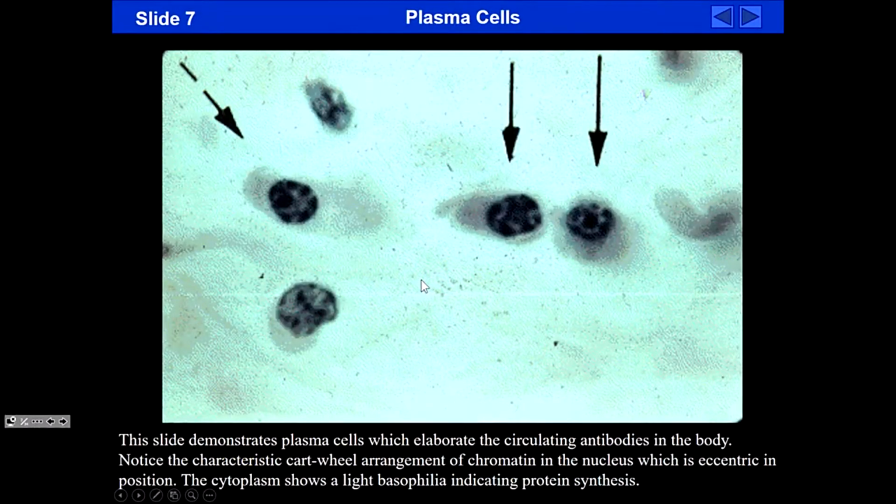Plasma cells are derived from B lymphocytes. You'll recall the histological features of plasma cells at the light microscopic level is that they have an eccentric nucleus, meaning it's off-center. Here's most of the cytoplasm, so it's eccentric. And quite often the nucleus has this cartwheel arrangement of heterochromatin. So maybe this is the axle and these are the spokes, so there's a cartwheel arrangement.